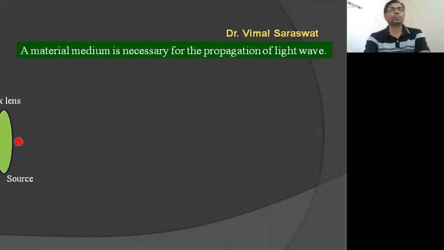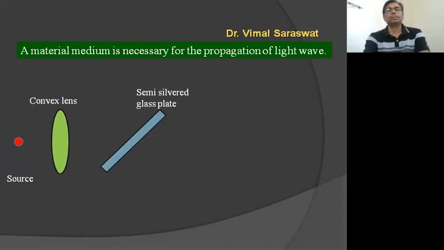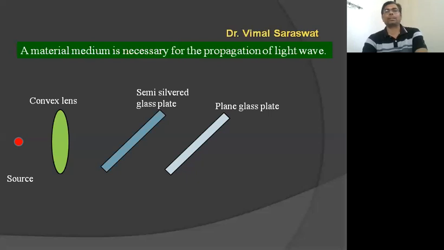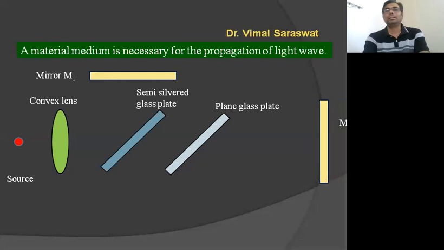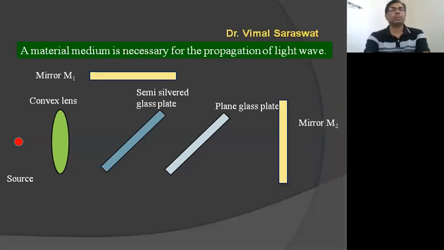So here we have a source, a convex lens, a semi-silvered glass plate which is inclined at 45 degrees with the incident ray, and another plain glass plate, which is made of the same material as the semi-silvered glass plate and also inclined at the same angle of 45 degrees. The thickness of the plain glass plate and the semi-silvered glass plate are the same. Here we have a mirror M1 and a mirror M2, and this one is a telescope.